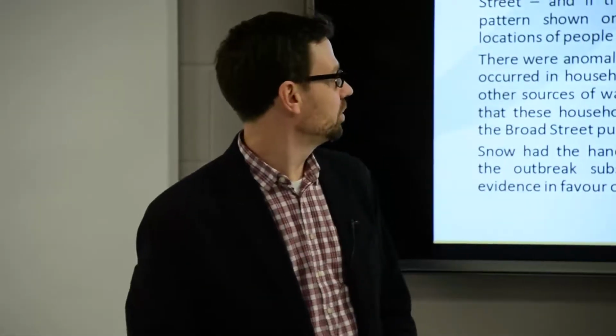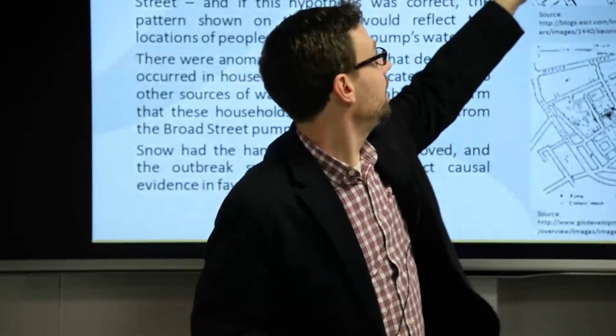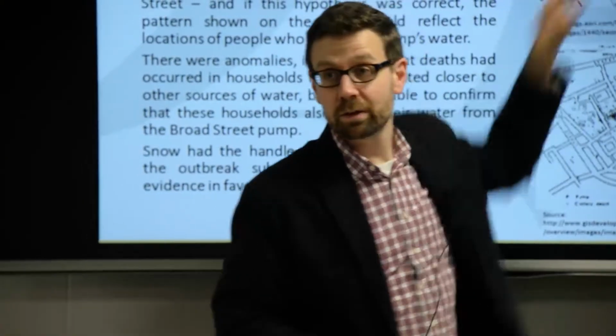There's a lot more to the story that I'm glossing over. There's a couple of books on it. Stephen Johnson wrote a very good book about it. There were anomalies in the sense that the deaths occurred in households located closer to the source of the water. And he was able to confirm that all these households where cholera was present, everyone drew the water from the Broad Street pump. And he mapped this out with the number of cases of deaths by household with the location of the pump in the middle.